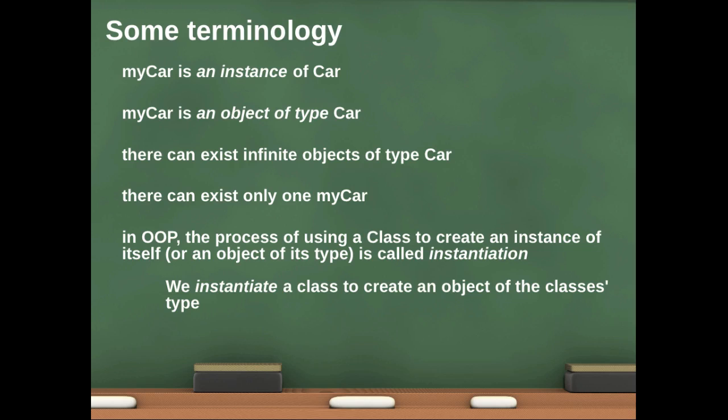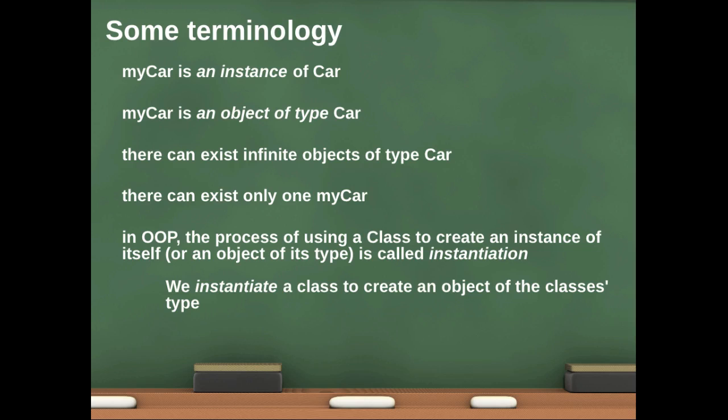Now, of course, in object-oriented programming, just as in real life, we can change some of the properties of myCar over time, but as an entity, as an object, myCar can only exist once. It is unique.